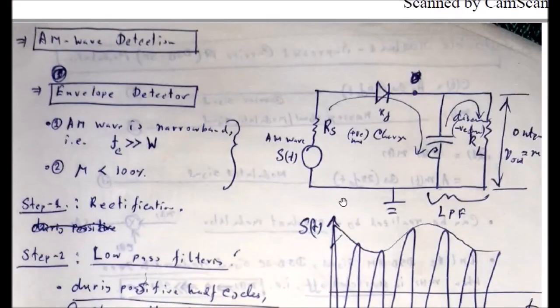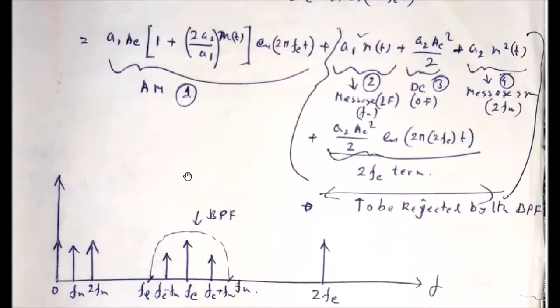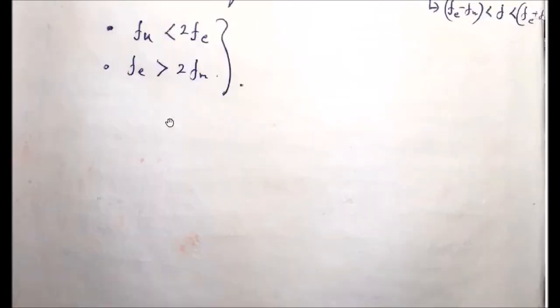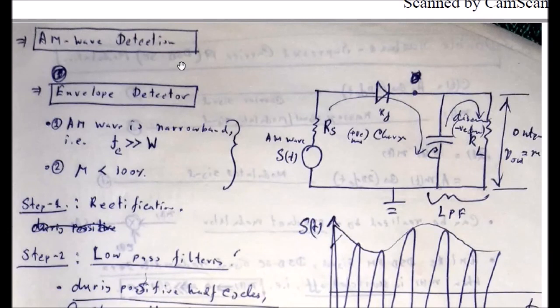Now I am going to the detection part. That means how can you detect the AM wave at the receiver? Generation has to be done at the transmitter end, from where you want to transmit the AM signal, and at the receiver you must demodulate it. That means extract the information signal or the message signal from the modulated waveform. That is called detection. Now AM wave detection is done by using a simple envelope detector. The circuit is similar to the square law detector, just see here.